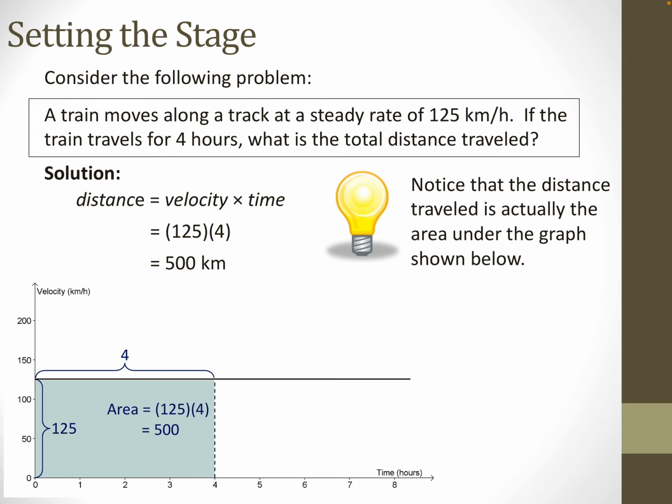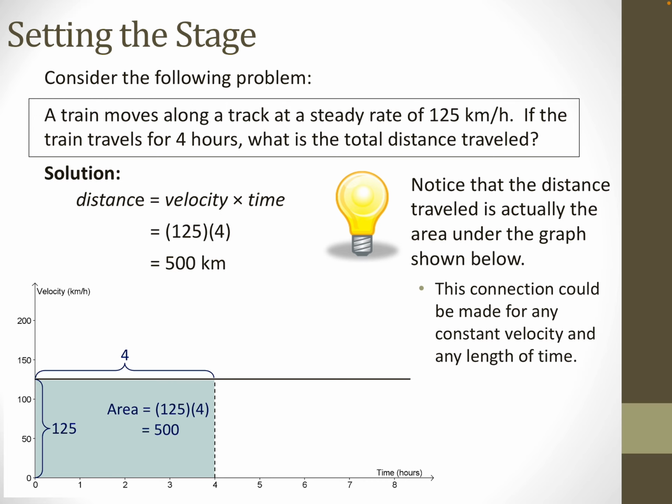So we come to an important sentence, which is the area under a velocity time curve graph is the distance traveled. This connection could be made for any constant velocity and any length of time. So that's a handy thing to know moving forward.